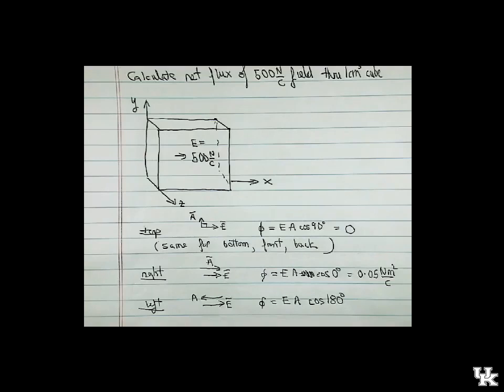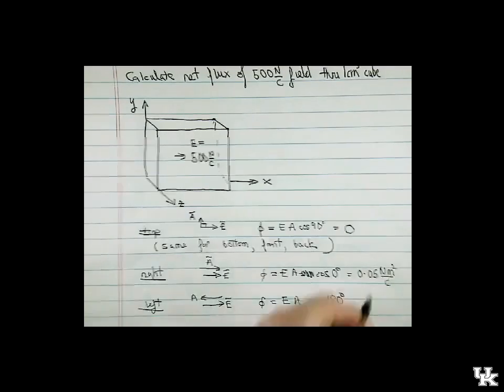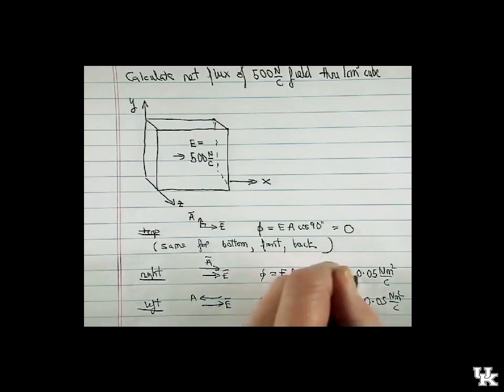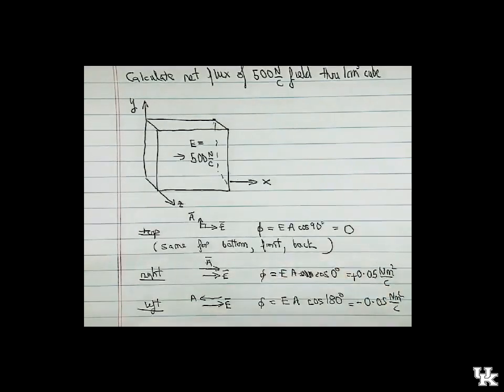So this flux is going to be the same strength field, the same size area, the same size flux, 0.05 newton meter squared per coulomb, but it's going to be negative. So this is minus 0.05 newton meter squared per coulomb. That's in comparison to the right face, which was positive. So negative flux is coming in through the left-hand face, positive flux going out through the right-hand face.